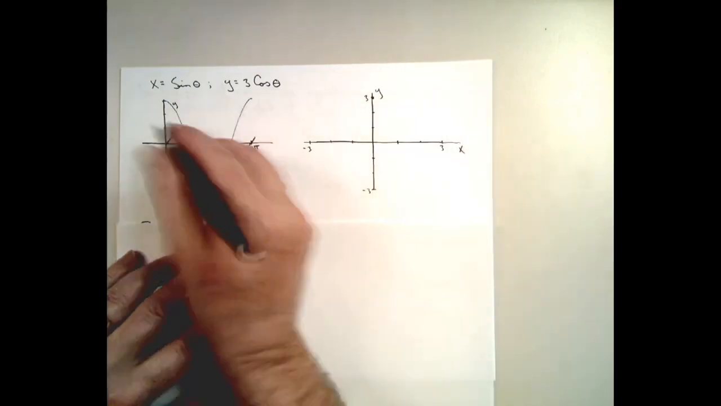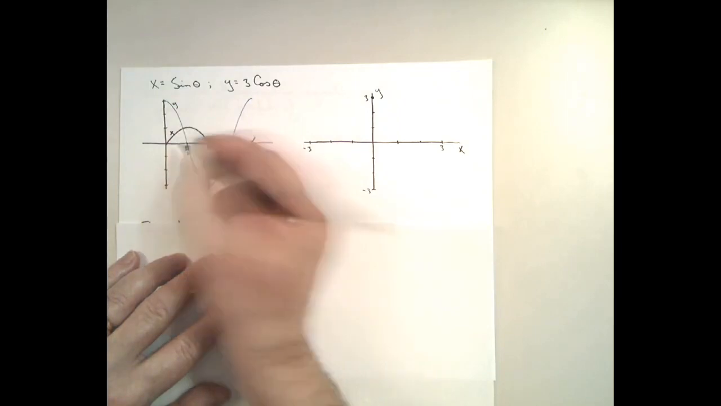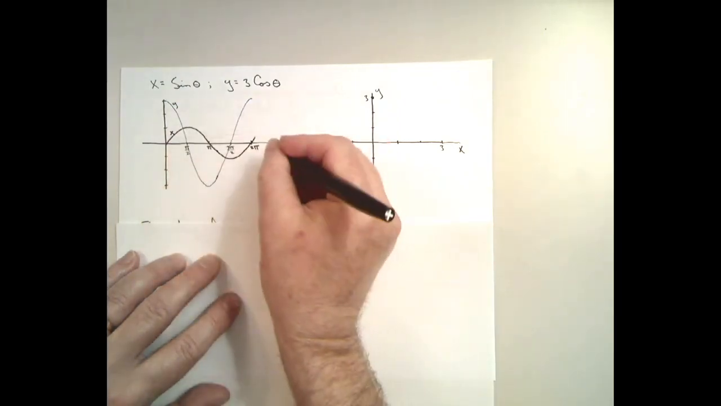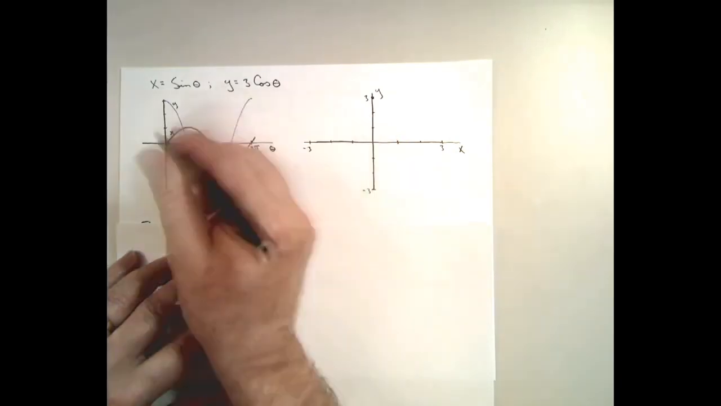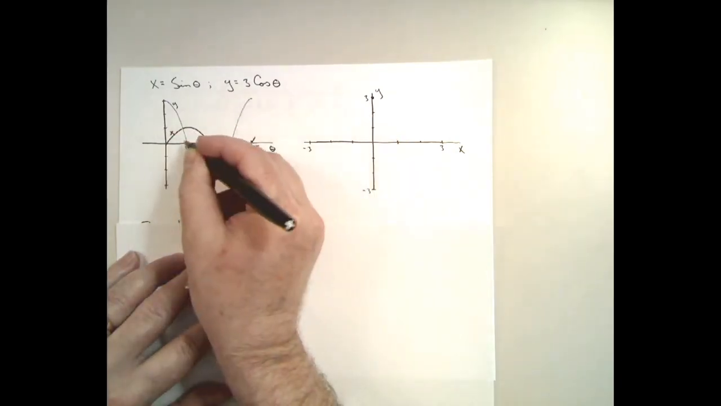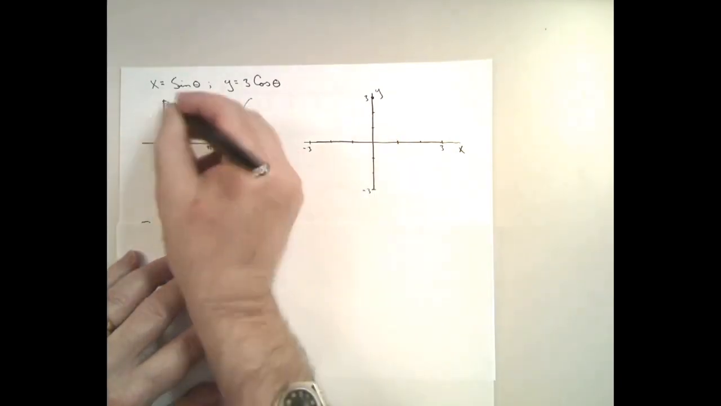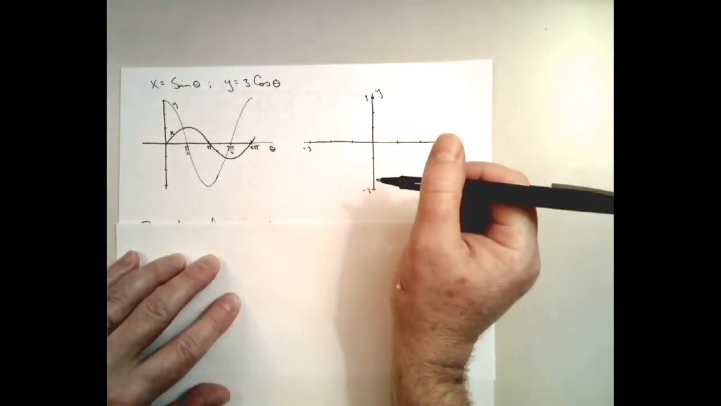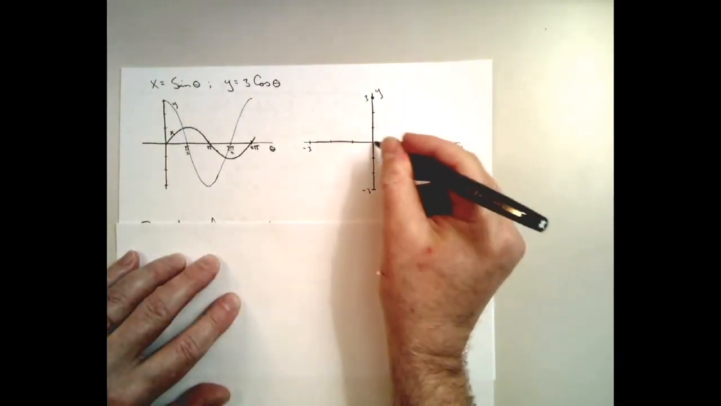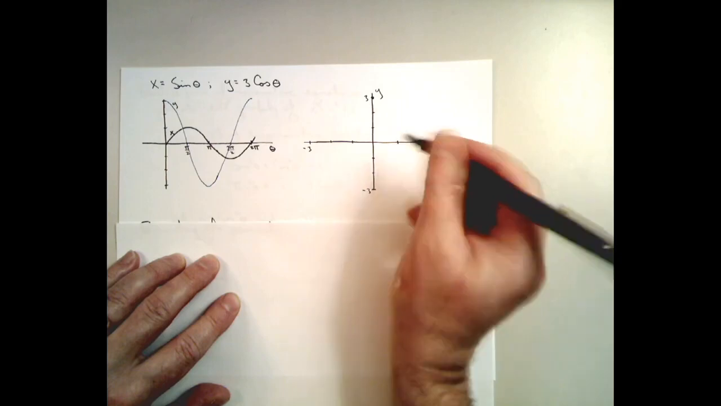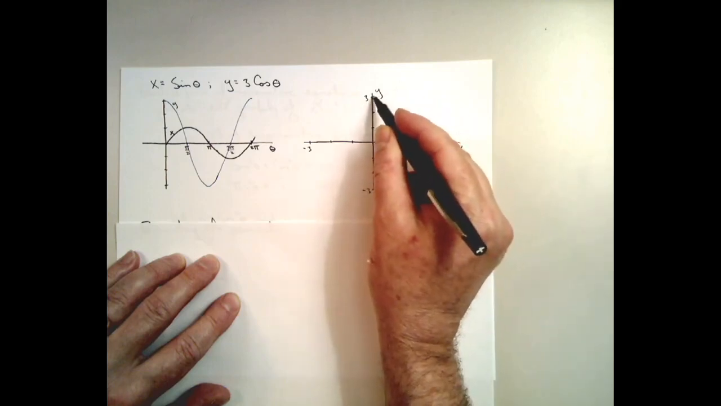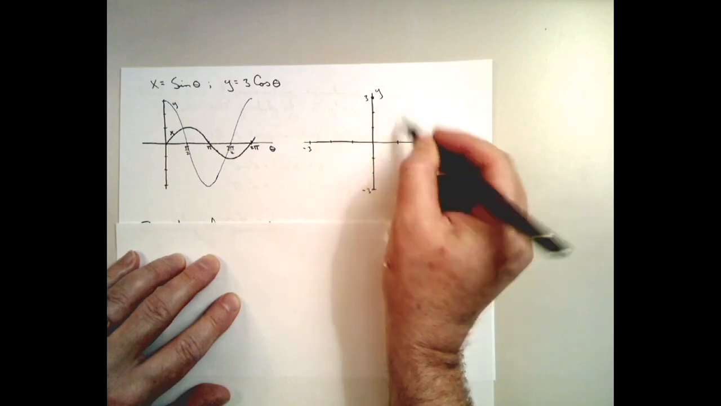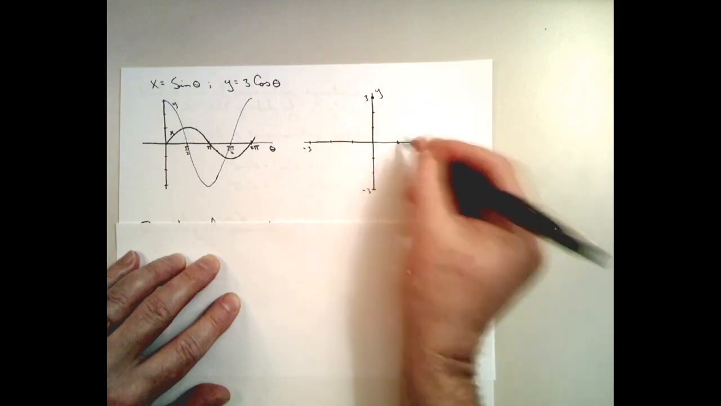And then as we go, this is my theta axis here. As my theta goes from 0 to pi over 2, my x's are increasing to 1, my y's are decreasing to 0. So I'm going to go from this point to x goes to 1, y goes to 0. So I'm going to be heading toward this point right here.